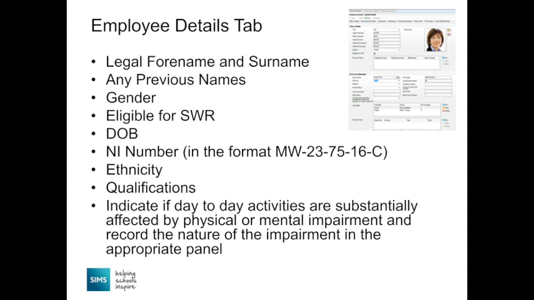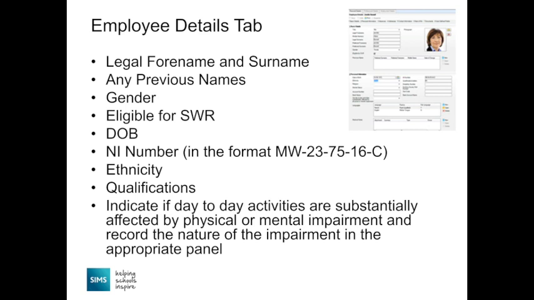It collects the date of birth, the national insurance number, their ethnicity, any qualifications they've got, and a disability indicator where their day-to-day activities in their work are substantially affected by physical or mental impairment. Okay, so it's not in too much detail. It's just asking you if they have a disability which substantially affects their delivery.